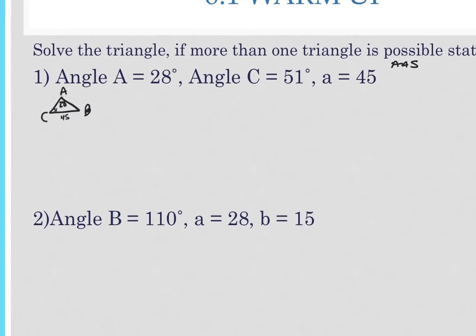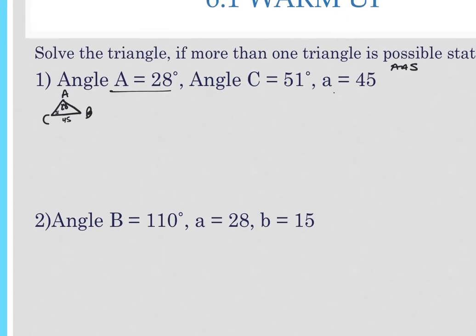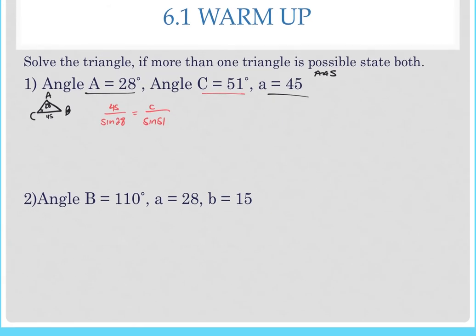So the one complete pair I have are the A's. So I would do A, which is 45, over the sine of A, which is 28, equals the other one I have, which is C, C over sine of 51. Actually, let me write this out here. I'm missing angle B, side B, and side C. Before you set up anything, you can actually find angle B, because I can do 180 minus these two. So 180 minus 28 minus 51, and I get 101 for angle B.